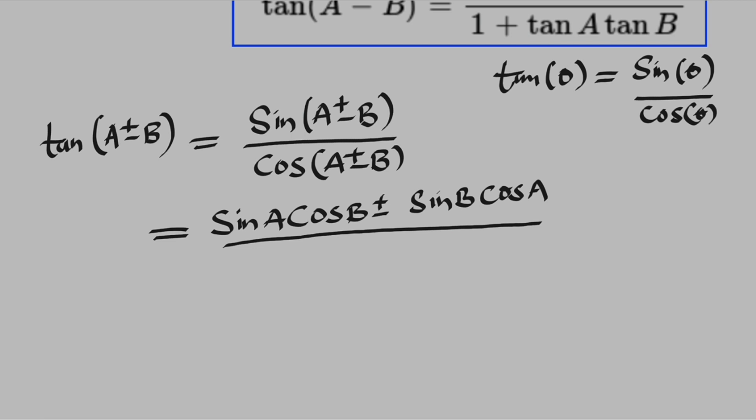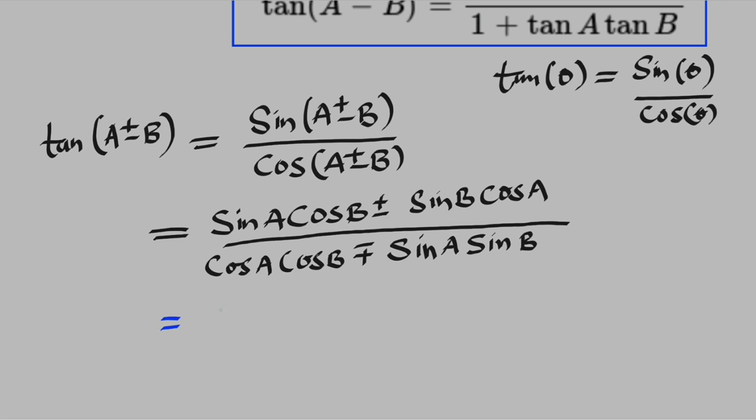Now we divide. But in cosine, the sign normally changes. If it is addition, it turns to subtraction. And if it is subtraction, it turns to addition. So we take cos of the first angle multiply by cos of the second angle. Then instead of plus or minus, we have minus or plus. For cosine, it normally changes. Sine of the first angle multiply by sine of the second angle. So what we are going to do next is to divide each time by cos A cos B.